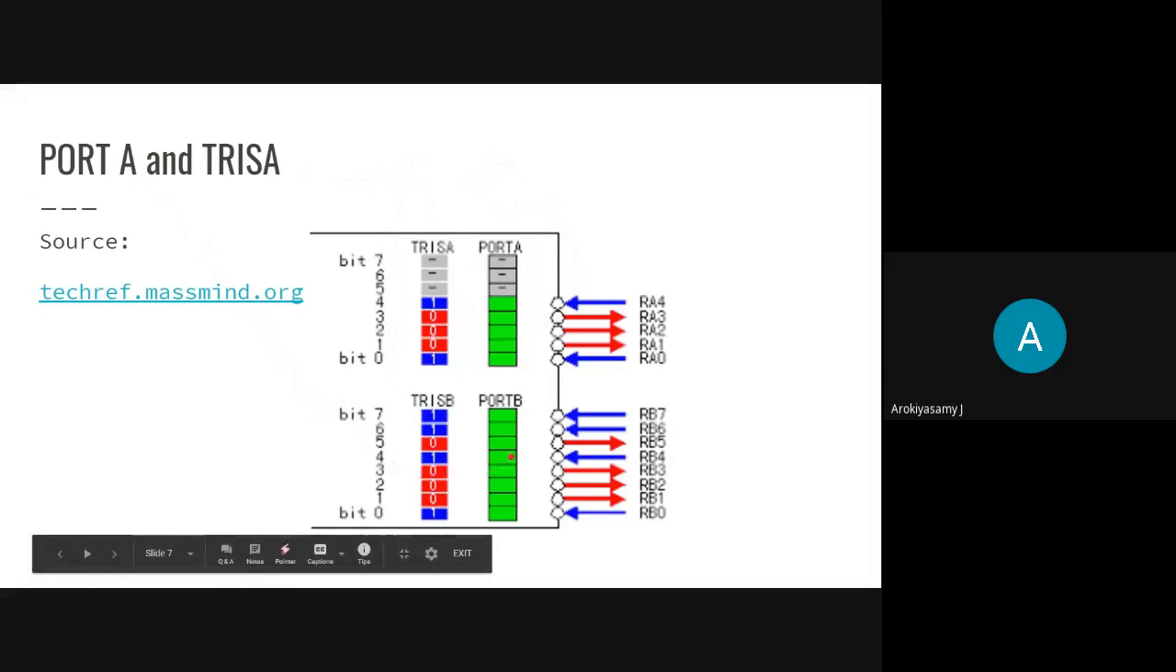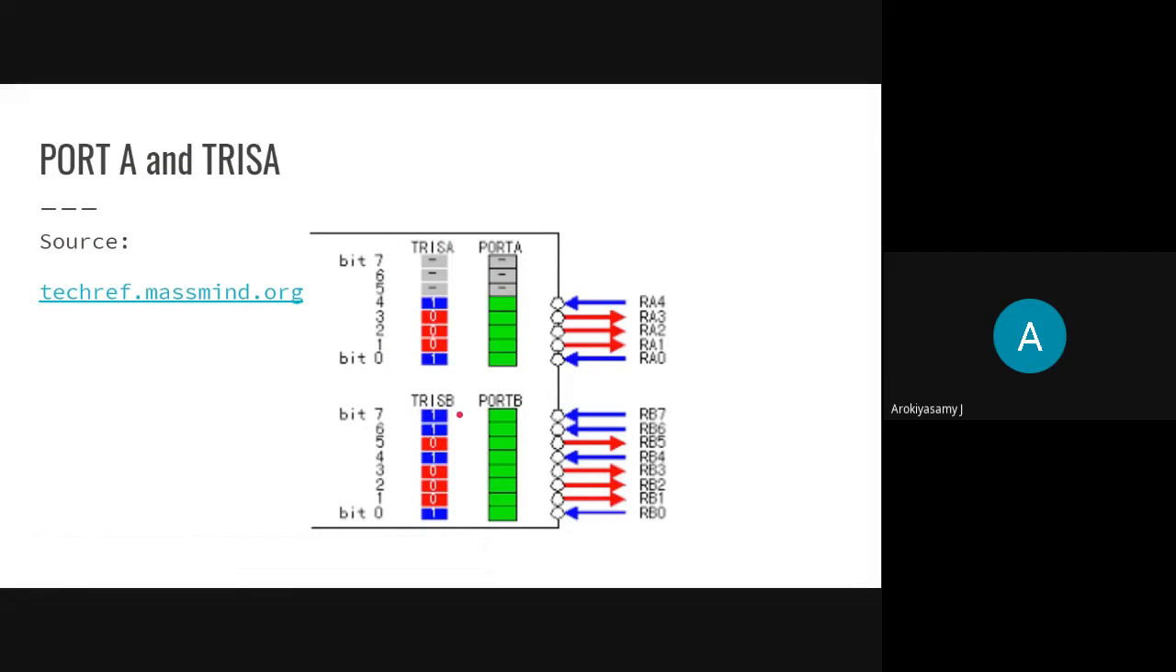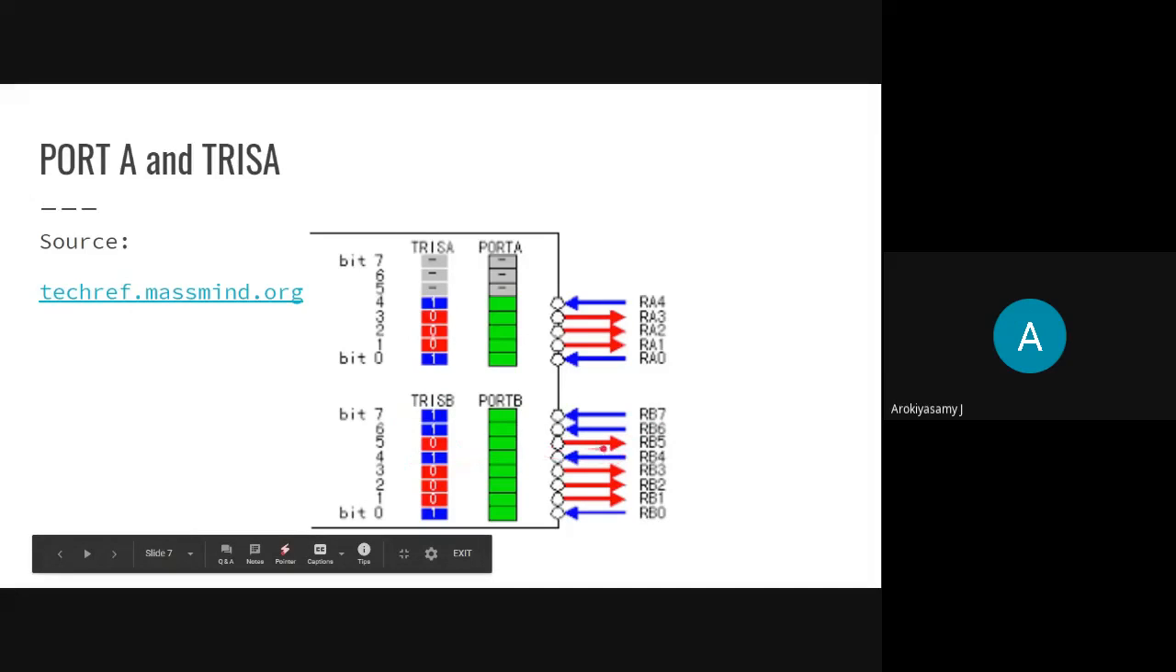Similarly, in port B also there is a register called tris B, the tri-state B register. You can pronounce it like this, tris B register. These tris B registers control the port line configuration. If you put 1 here, that corresponding line will act as input. If you put 0 here, that corresponding line will act as output.